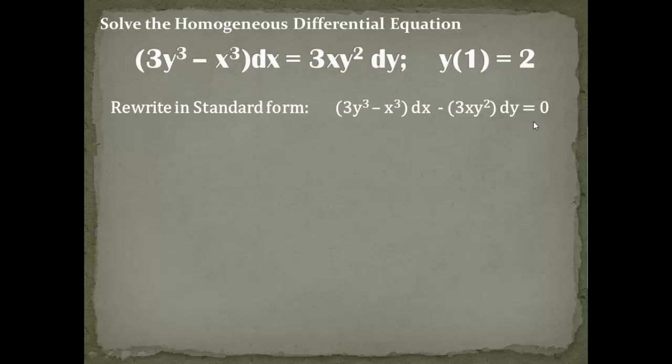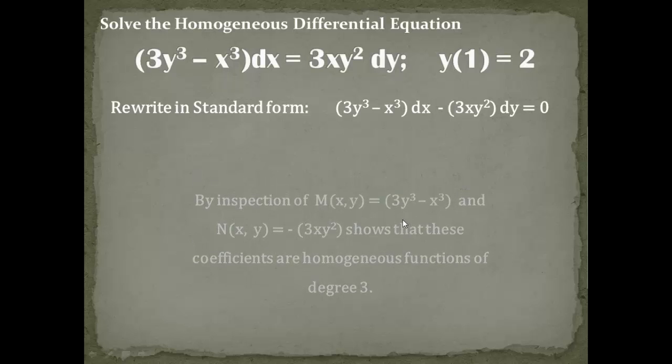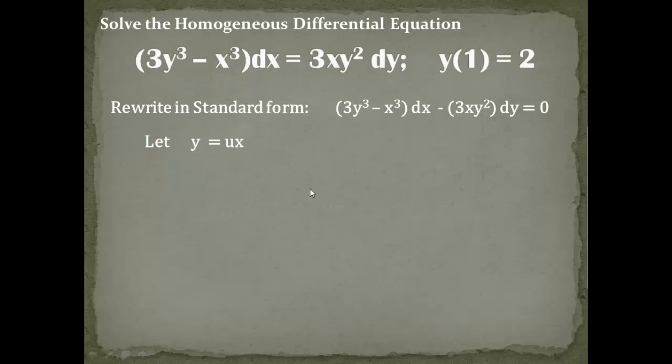Now we need to check if this equation is a homogeneous differential equation. By inspection of M of x and y, which is equal to 3y cubed minus x cubed, and of the N of x and y, which is negative 3xy squared, it shows that these coefficients are homogeneous functions of degree 3. Now, we let y is equal to ux and dy is equal to u dx plus x du.